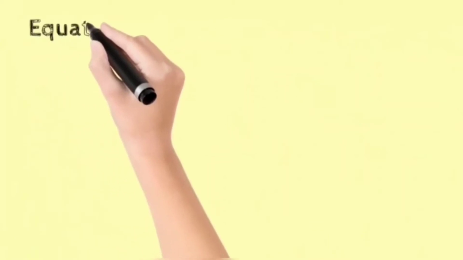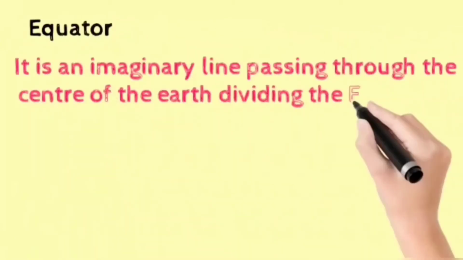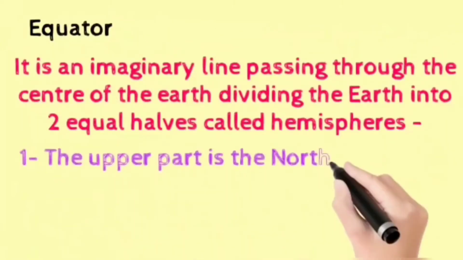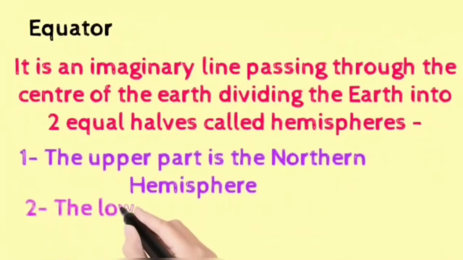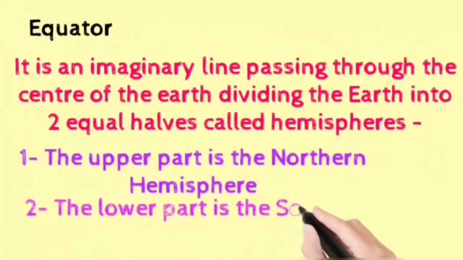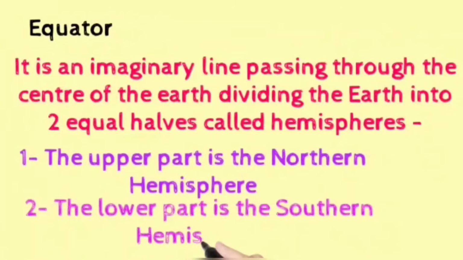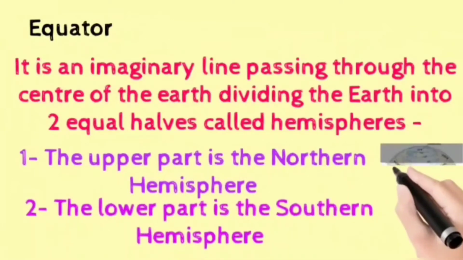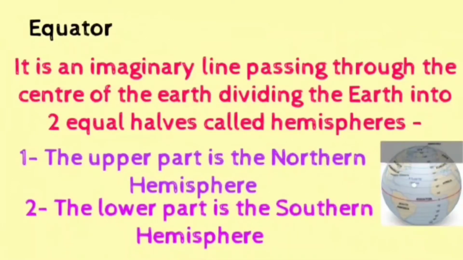Equator. It is an imaginary line passing through the center of the earth, dividing the earth into two equal halves called hemispheres. The upper part is the northern hemisphere, the lower part is the southern hemisphere.